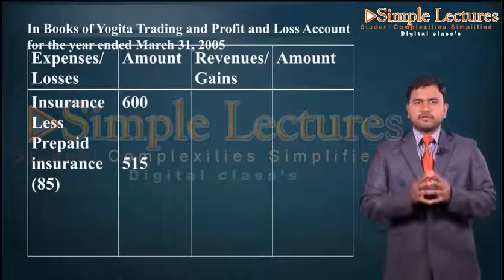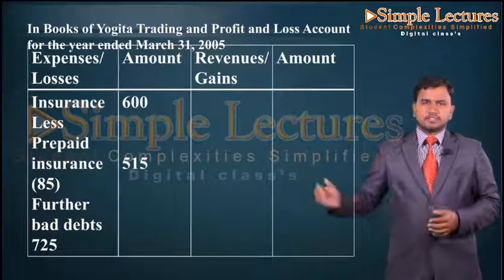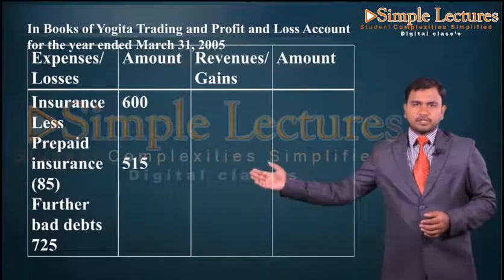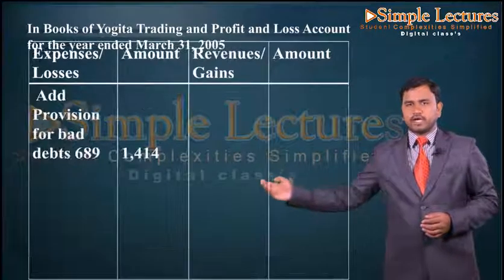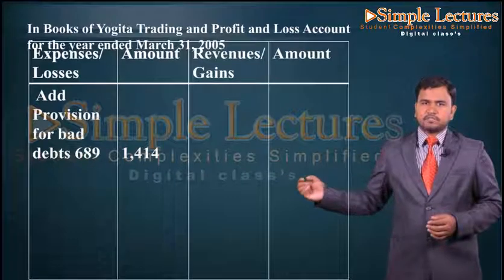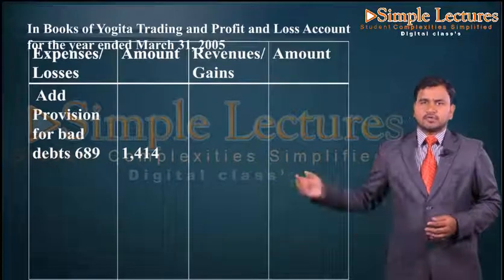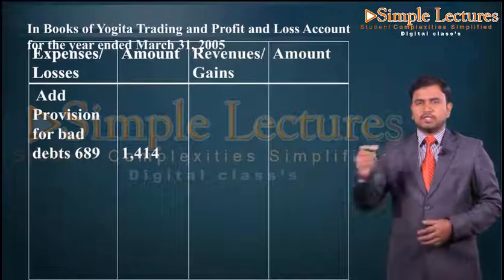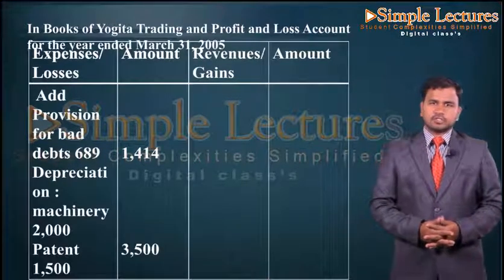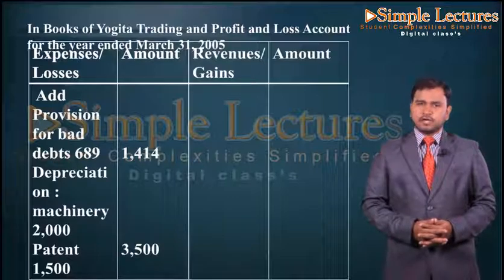Next we have further bad debts, which is 725. We are going to take here in the debit side again, further bad debts in the inner column 725, add provision for bad debts, which is 689. So the total bad debts will be 1,414. Then we have to charge depreciation on machinery and patents according to the adjustments.